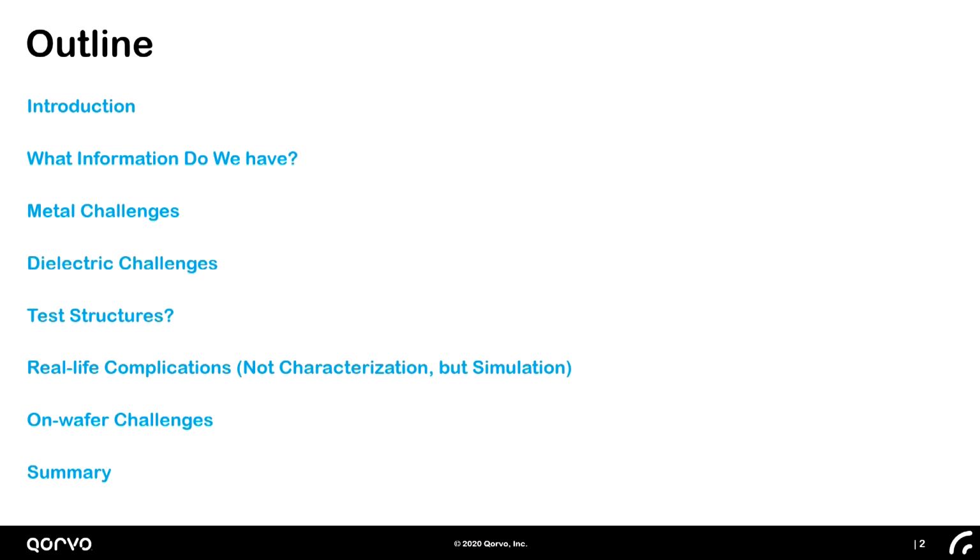About what information we already have towards modeling laminates and packages, talk about some of the challenges with modeling the metals, the dielectrics, and this is very open-ended in terms of trying to discuss what test structures might be there, show you some real-life complications. Some of these may not be really measurement-related, but simulation-related, things like fill patterns and stuff like that, and then talk about some of the on-wafer challenges and then summarize.